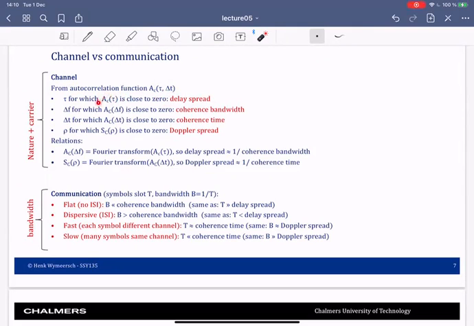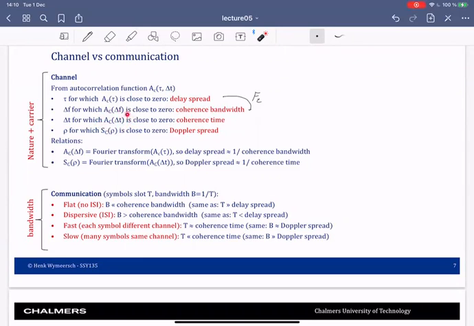We can take the Fourier transform. By doing the Fourier transform with respect to tau, we obtain this other autocorrelation function. That tells us to what extent two frequencies are correlated, and when this correlation goes to 0, this tells us what is the coherence bandwidth. And delay spread and coherence bandwidth are each other's inverse.